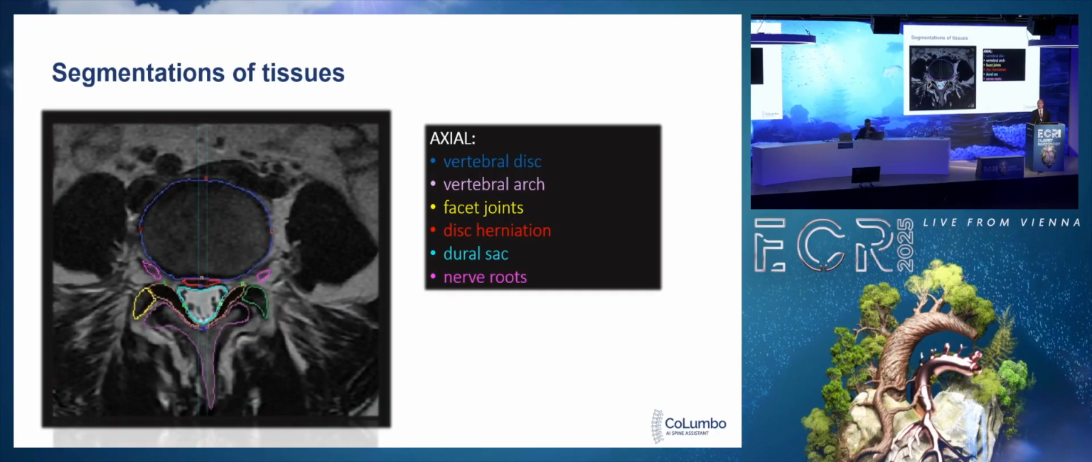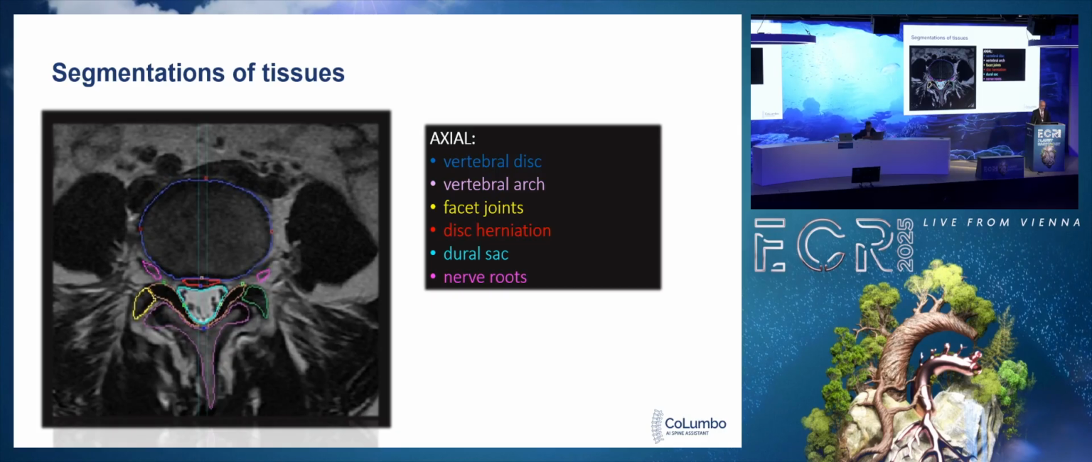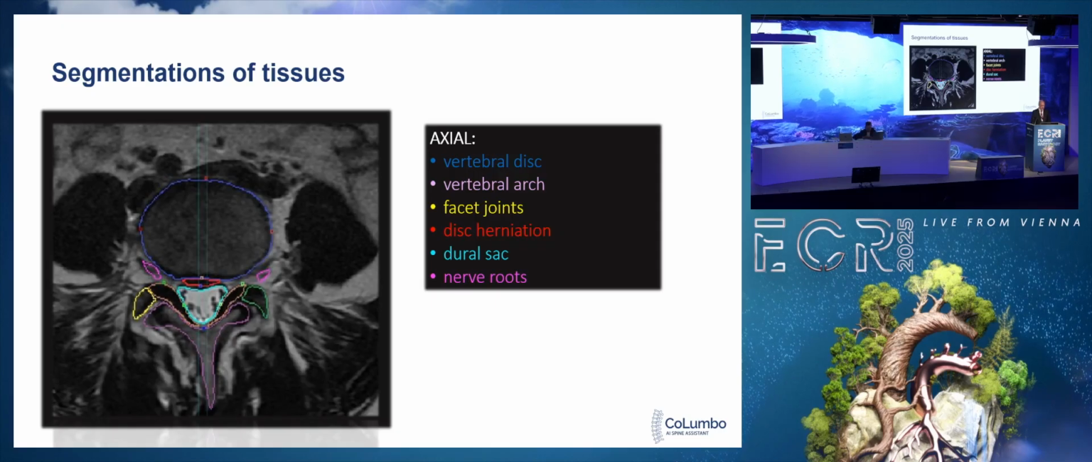And I give you some examples of the segmentation the software does. It detects, of course, the vertebral body and the vertebral disc, like in blue over here, the vertebral arch, so the bone, the facet joints, disc herniations, the dural sac, the nerve roots, like the exiting nerve roots, and it does measurements on these things.